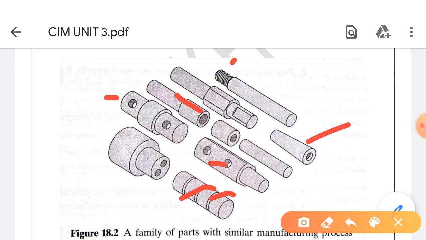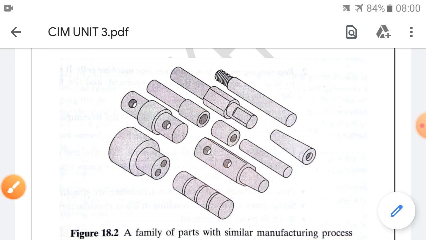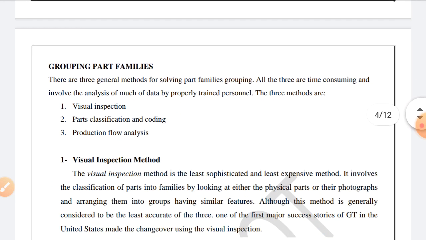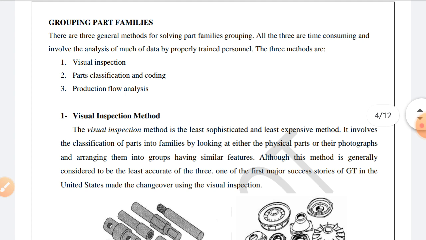Lengthwise these are all the same, manufacturing-wise all are the same, but the design is different. So on the basis of its geometry, size, and figure, we are dividing the components. That is what we call a part family. Then comes grouping of part families.